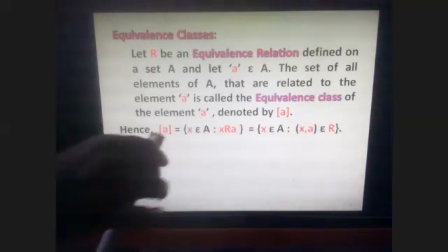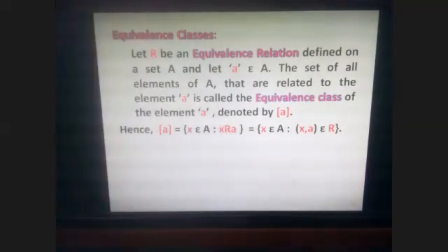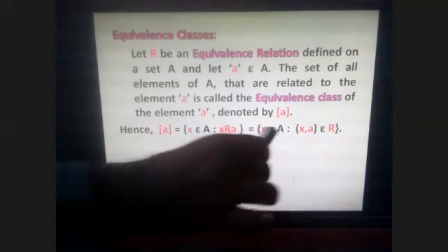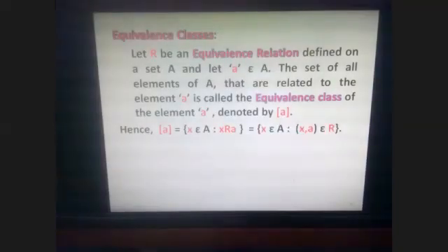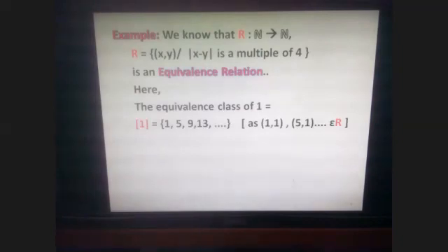So the equivalence class of a is those x in A so that x is related to a. x is related to a means (x, a) is a member of the relation. All those elements are the elements of the equivalence class of a. Simple example. We have seen this as an equivalence relation: |x - y| is a multiple of 4. We have shown earlier it is an equivalence relation. What is the domain? It is N. Codomain is also N. Can you tell me the equivalence class of 1?